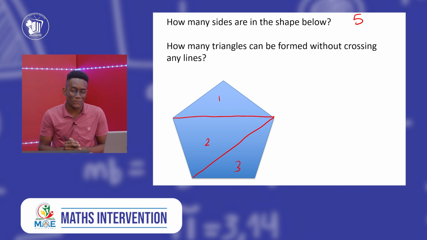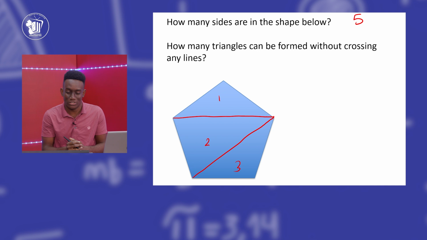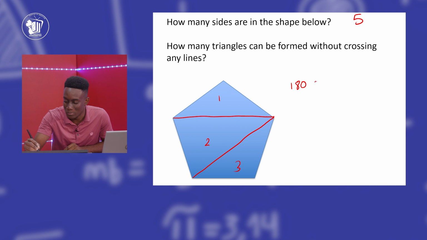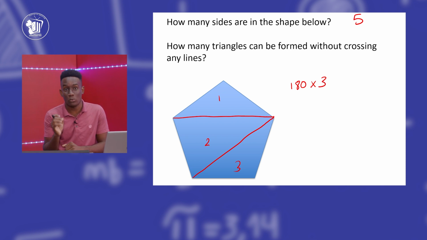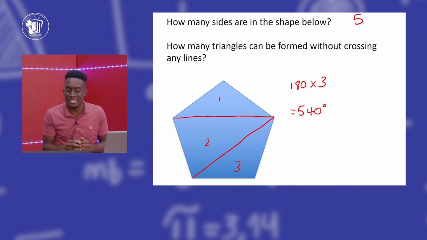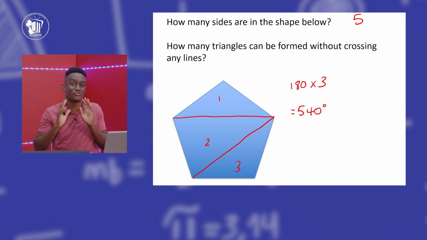So the next question would be, what is the sum of the interior angles in this 5-sided shape? Once again we can use our previous knowledge of the sum of the angles in a triangle being 180 degrees, and since we have 3 triangles formed here, the sum of the interior angles would be 180 multiplied by 3. If we multiply 180 by 3, we will get 540 degrees. The sum of the angles in a 5-sided shape would be 540 degrees because we multiplied 180 by 3, because 3 triangles were formed.